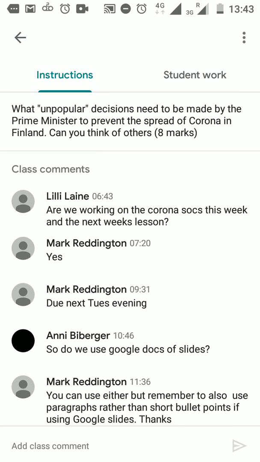What unpopular decisions need to be made by the Prime Minister to prevent the spread? She's already said that there may be controls on people moving from Helsinki or the Uusimaa state to other parts of Finland. That's not popular, but it has to be done. You're talking about closing down of pubs and restaurants. See what other decisions she may have made that are unpopular. And can you think of others?